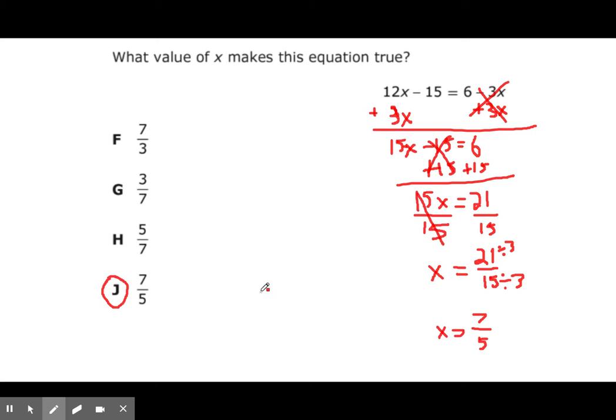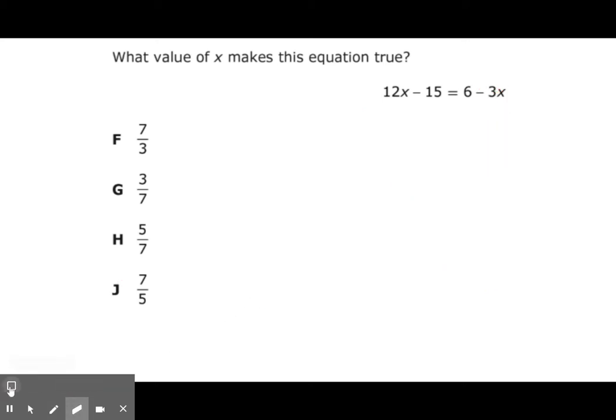All right, so again, if you've got a fraction, always remember to simplify. We want to simplify those fractions. All right, let's move on. We got one more.